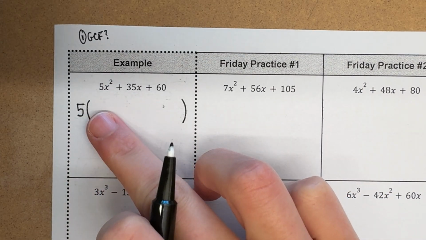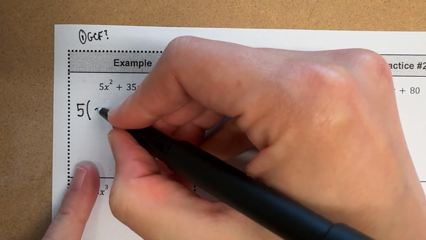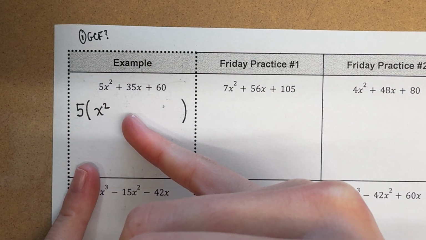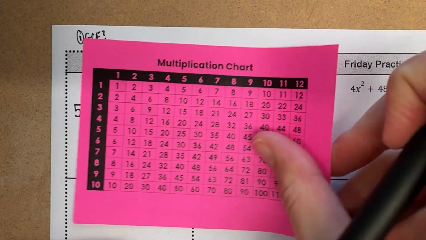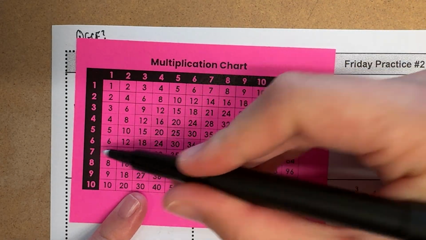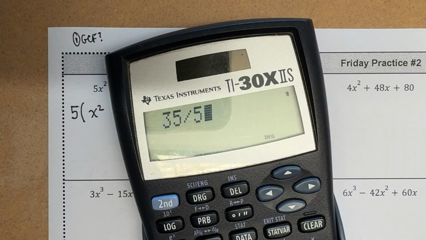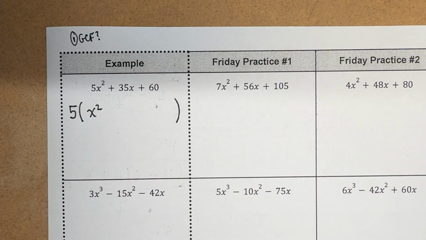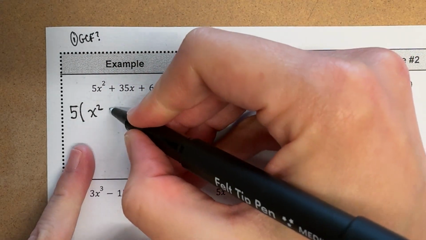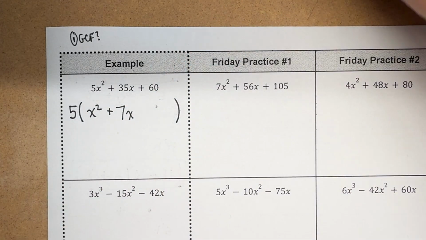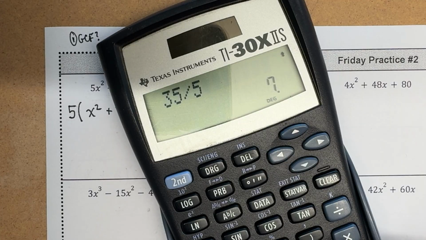So 5 times what is 5x squared? 5 times x squared is 5x squared. 5 times what is 35? Now look, you could use your multiplication chart and say 5 times 7 is 35, or you could put in your calculator 35 divided by 5, and you would get 7 either way. So 5 times what is 35x? That would be 7x. 5 times what is 60? Again, this is where you're probably not even going to be on your multiplication chart. You could do 60 divided by 5, which would be 12.